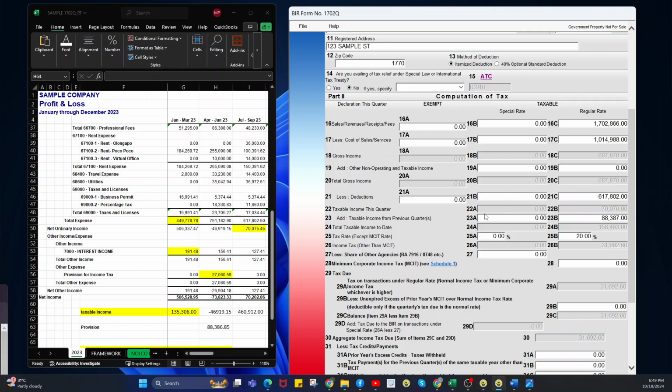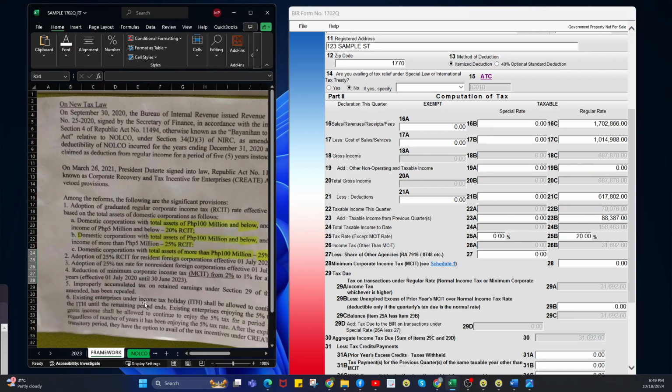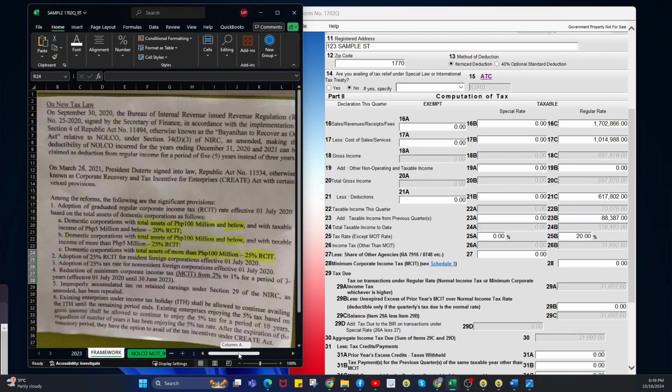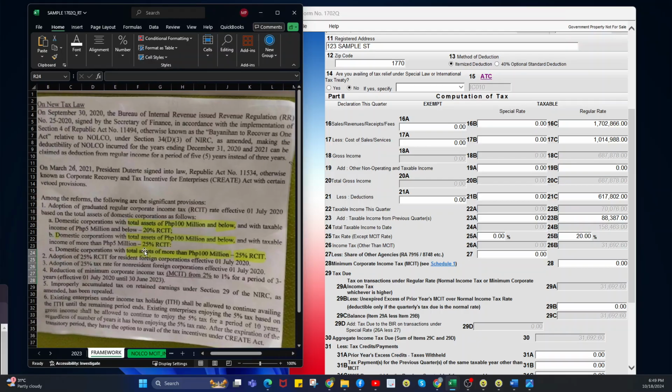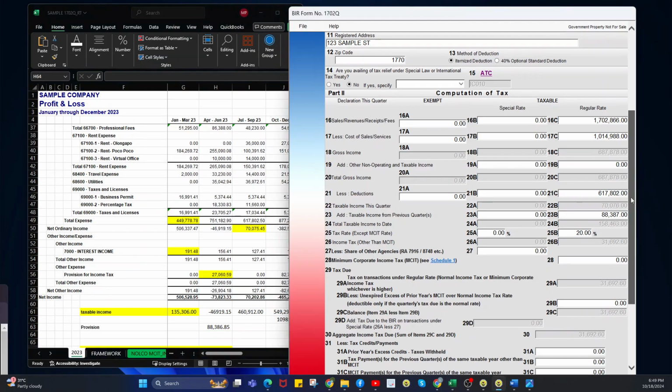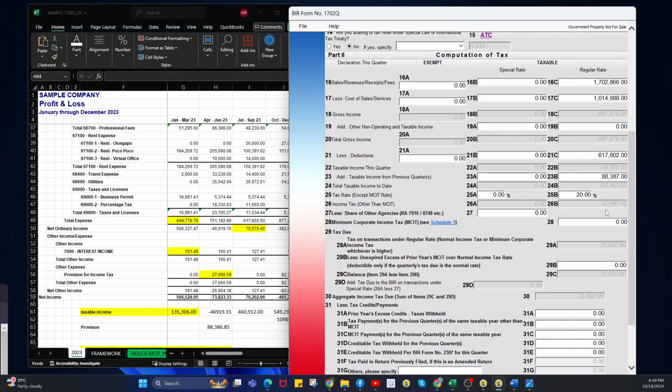So, we'll not be using the 25% tax rate, kasi sabi sa tax rate na 25%, pag ang total asset mo is 100 million and below, and with taxable income of more than 5 million, 25%. But if it's less than, below, 20%. Kaya 20% ang gagamitin natin. So, lumalabas dito, 31,000. Ang babayaran is 31,692.